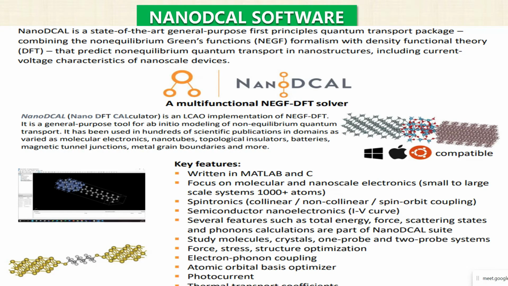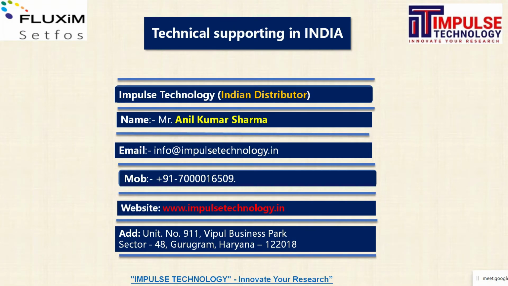It is written in Python for atomic scale modeling simulations, where you can simulate atomic structures and design semiconductor devices and nanoelectronics devices. You can study various spintronics, collinear, non-collinear, spin orbit, one probe, multi probes, molecules, crystals, stress, force, all these things at the atomic scale. That is from a different company called Nano Academics Technology. So these are all our software partners.